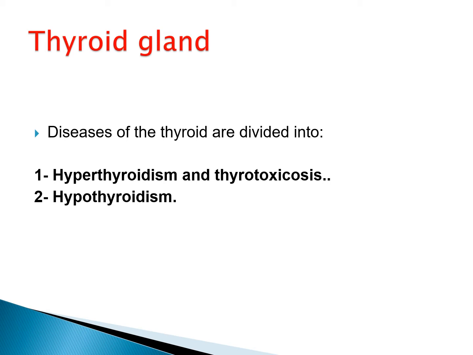hyperfunction of the thyroid gland, because it can be due to administration of exogenous thyroid hormones, for those who are taking treatment with thyroid hormone, whereas hyperthyroidism indicates a hyperfunctioning gland. Hypothyroidism means decreased production of or decreased levels of thyroid hormones, and we have the euthyroid state, which is the normal levels of the thyroid hormones.